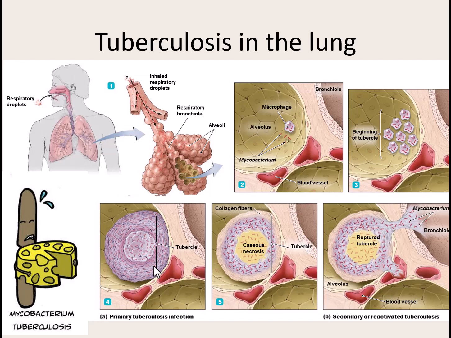Secondary or reactivated tuberculosis is when you have these tubercles, these growths of our infected cells, and the cells start to die because our white blood cells aren't made to last forever. So now you have infected cells that are dying and releasing the bacteria. The bacteria may get released and head to another alveolus and start the whole process over, or it may even get into the bloodstream. So this is when we're rupturing the tubercle and it's starting to affect other areas of the lung.